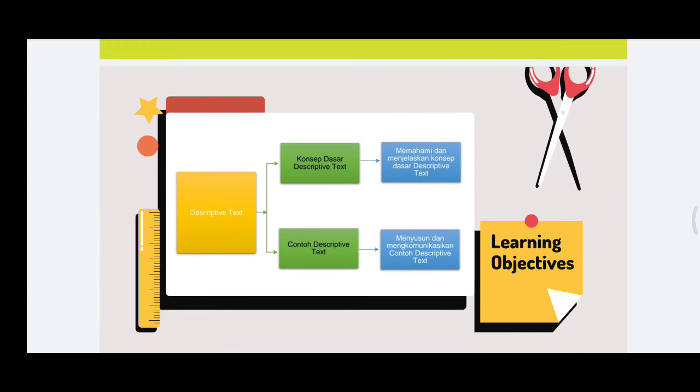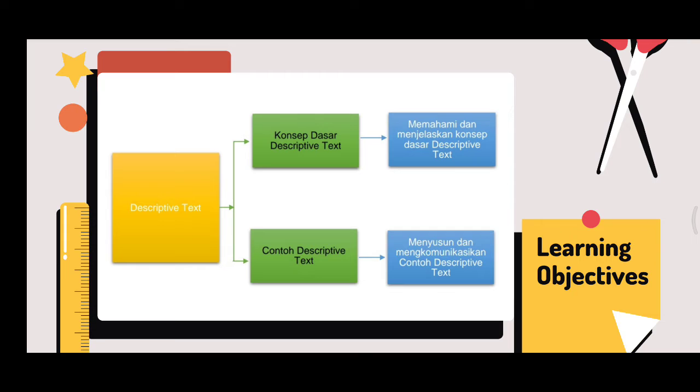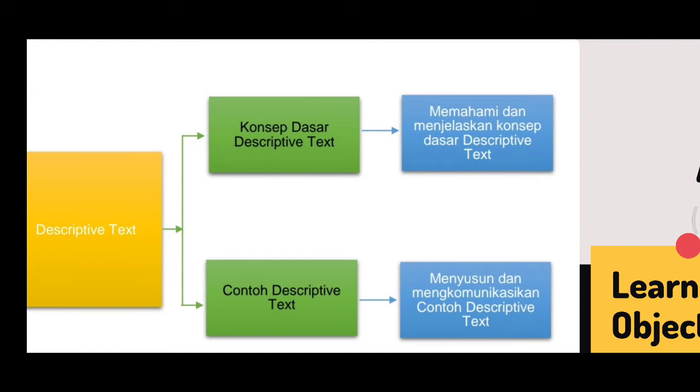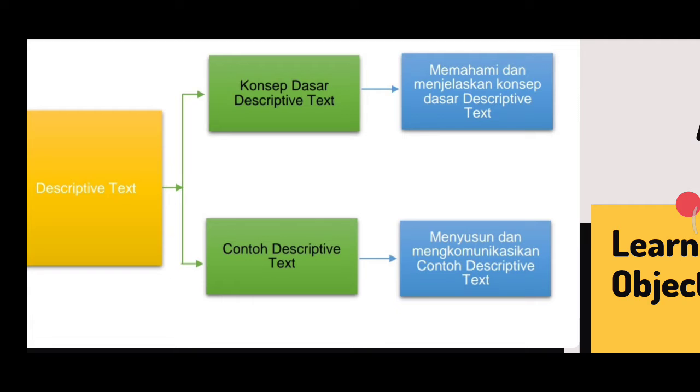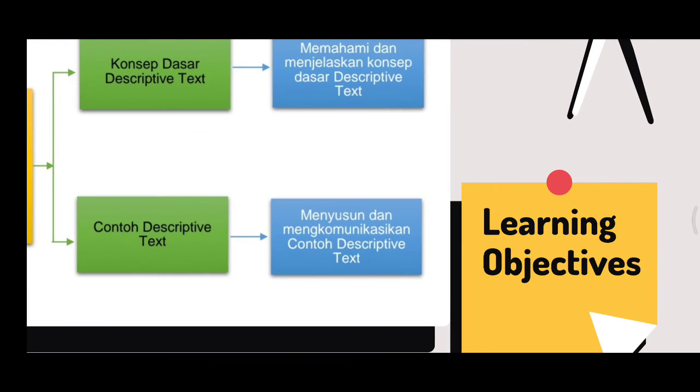So for the first, as usual, before we begin our discussions, I'm going to provide some learning objectives. As you can see from the screen, we have two main learning objectives in talking about descriptive text. The first one, we're going to understand and explain the basic concept of descriptive text. And then the second one, we're going to create and also communicate examples of descriptive text.